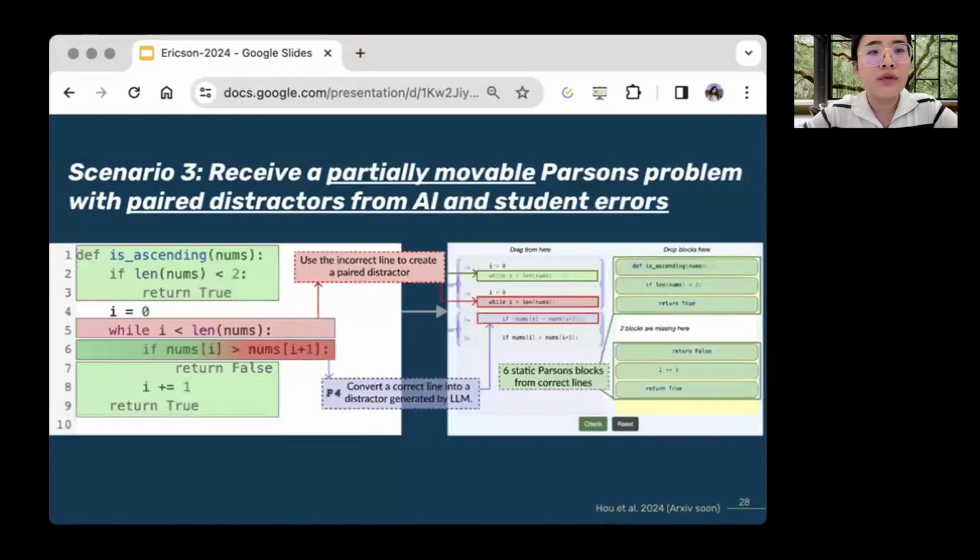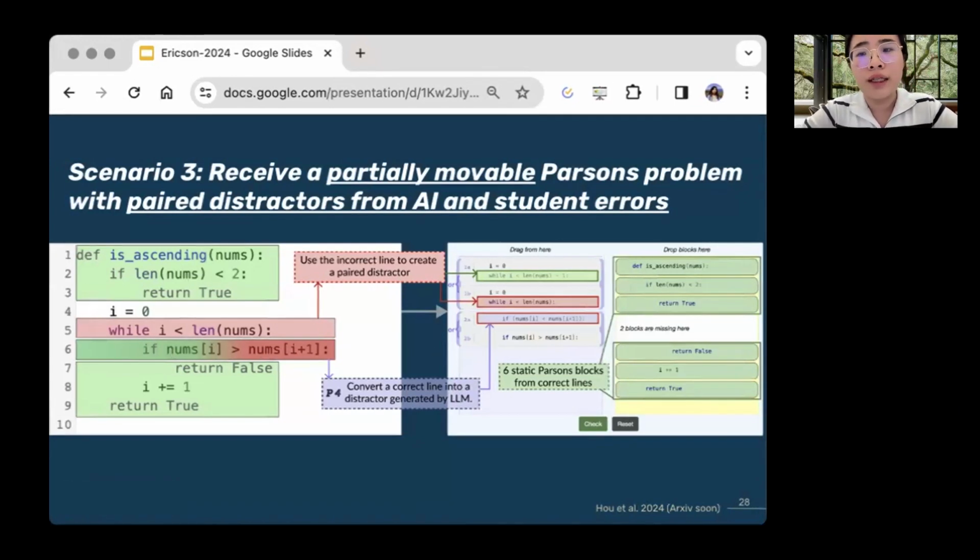So the third scenario is receiving a partially movable Parsons problem with paired distractors from both AI and student errors. For example, Luna has been using Python for 6 months and practices with Code Tailor to prepare for more advanced courses. When Luna encounters errors after believing she has finished a problem, she asks Code Tailor for help. Code Tailor provides a partially movable Parsons problem with a fixed solution to assist Luna with her buggy code. Since Luna's code only has errors in one line, Code Tailor generates a distractor set based on her own error and also converts one key line, for example, line 6.